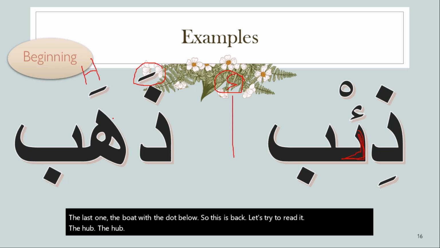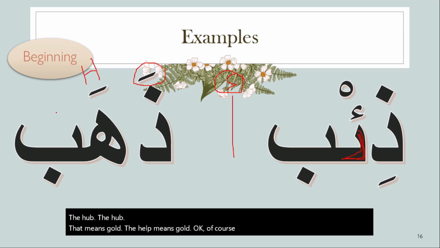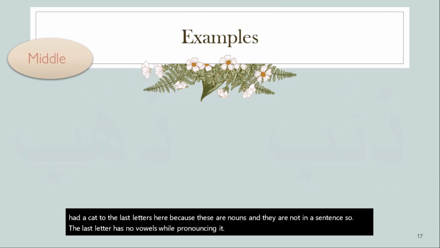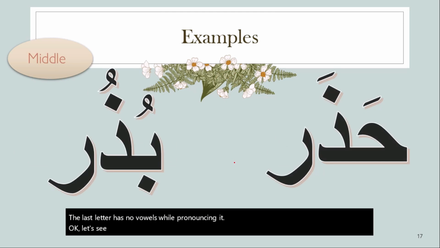ذهب means gold, okay? Of course, we didn't pronounce any vowels or harakat on the last letters here because these are nouns and they are not in a sentence, so the last letter has no vowels while pronouncing it.